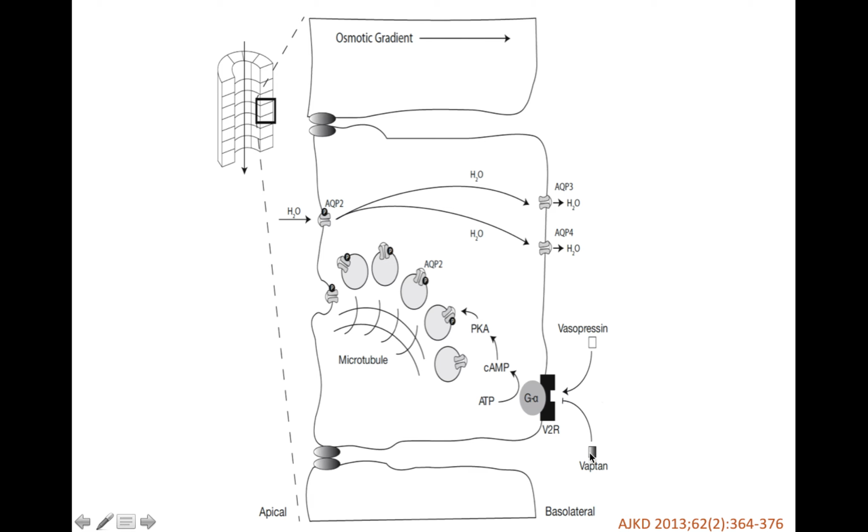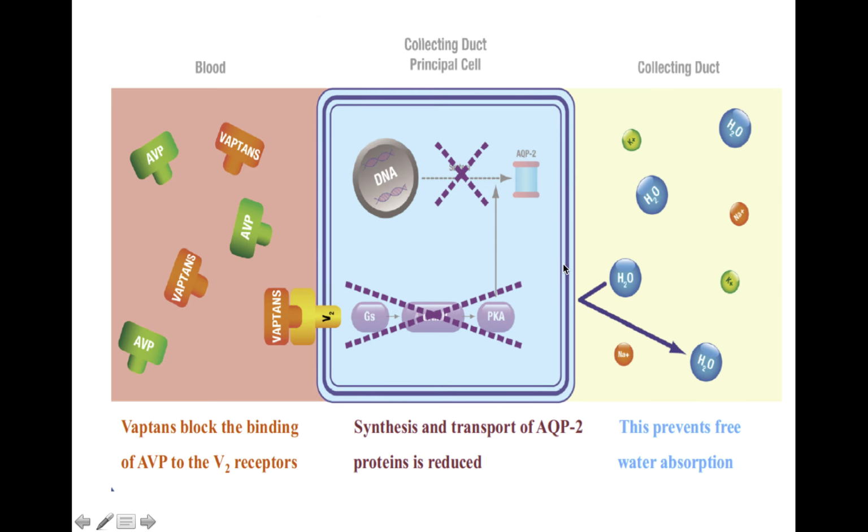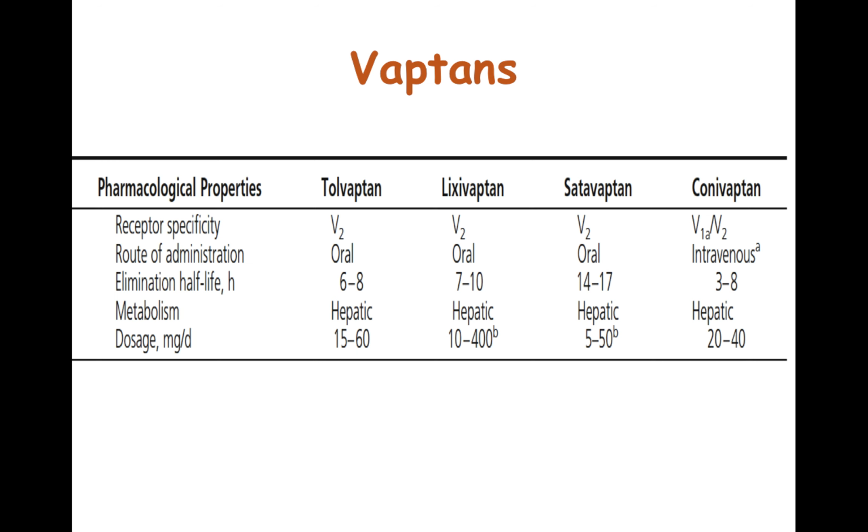Now, what Vaptans do is they competitively bind to the vasopressin 2 receptor. Once the Vaptans bind to the vasopressin 2 receptor, the synthesis of the aquaporin 2 channel is reduced and water is not absorbed, and you get a dilute urine. So remember, they are aquaretics. They are not diuretics, they are aquaretics. More water is lost from the body, so your serum sodium will be maintained if you have a hyponatremic state.